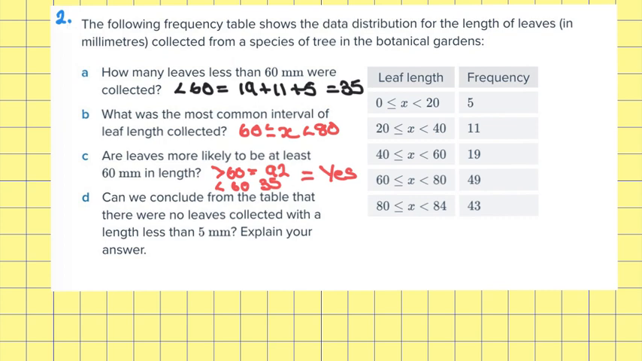Part D. Can we conclude from the table that there were no leaves collected with a length less than 5 millimeters? Explain your answer. Well, any leaf with a length less than 5 millimeters would be in the first group, which goes from 0 to 20, and there are 5 of them. We don't know what those lengths are. There could be 5 that are 1, there could be 5 that are 10, or there could be a mixture of them. We have no idea of telling what the length of those 5 are. So the answer to D is no, because of grouped data.